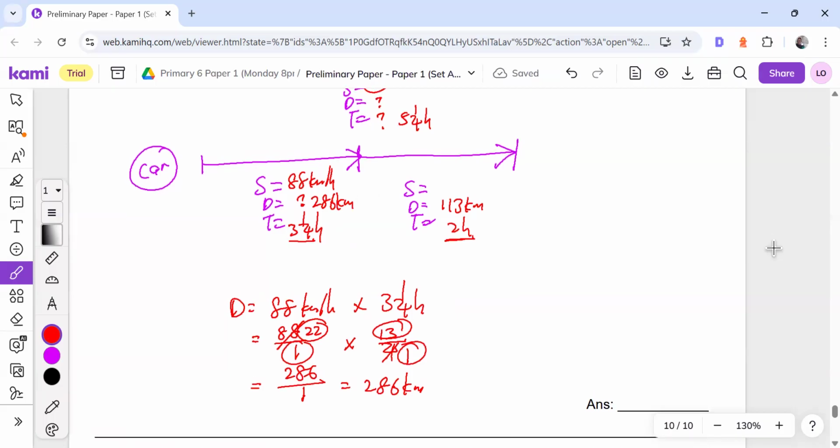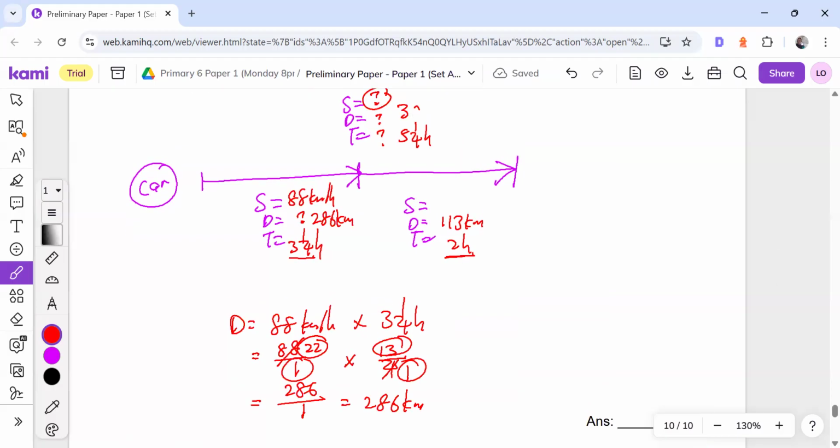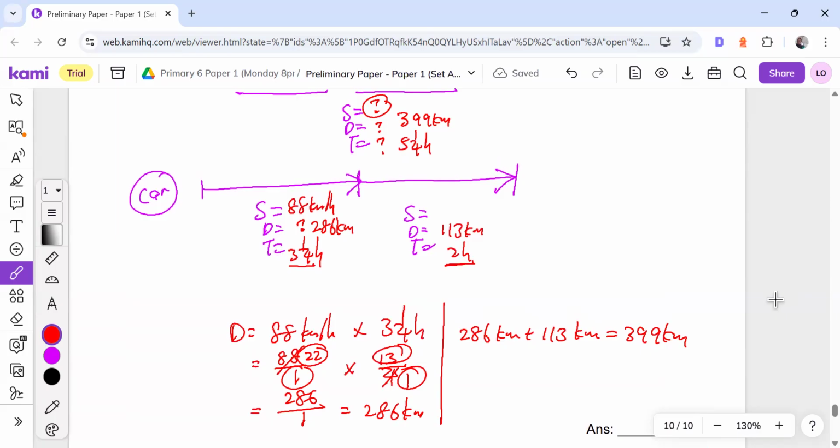And then after that, can you find the total distance? So you take 286 plus 113. The total distance is 399 km. And you need to show your steps. Okay, so make sure you show your steps. So 286 plus 113 to get the total distance, 399 kilometers. Then now can you find the average speed for the whole journey? Yeah. What's the average speed? Total distance divided by total time.